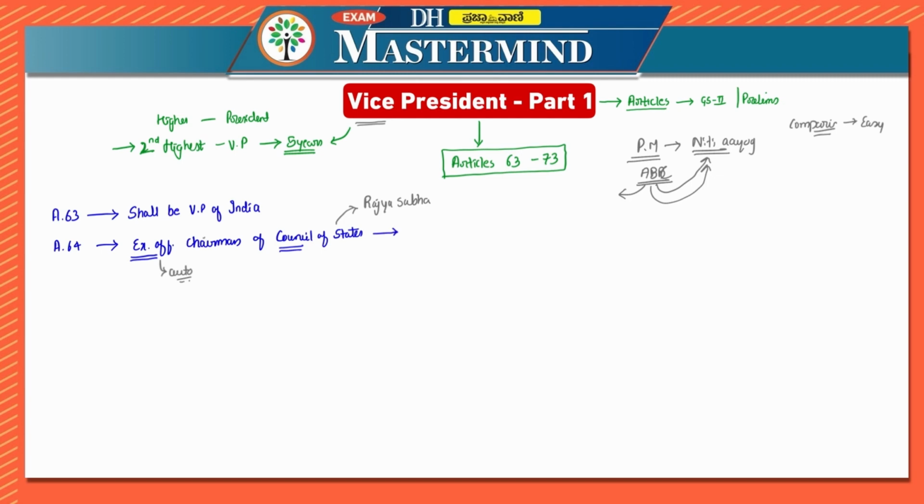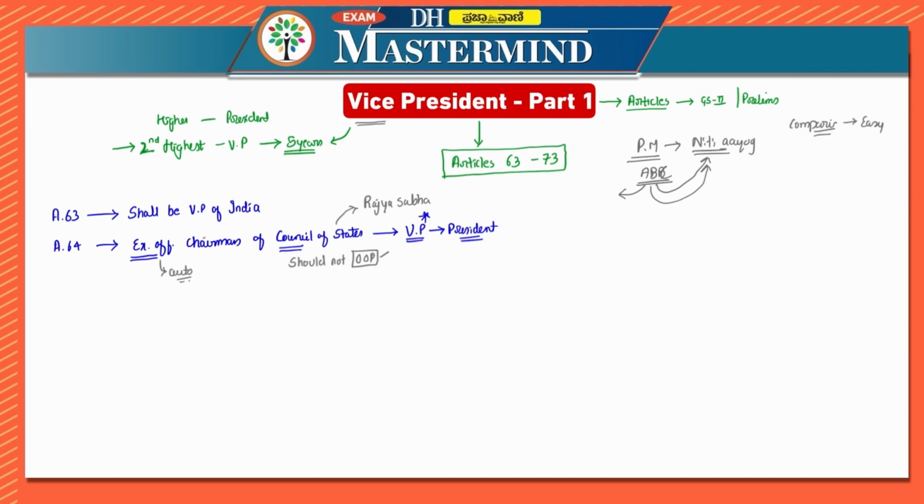Now they are saying that they will be ex officio chairman of Council of States. But if we remember, another role of Vice President is to act as President when the President is absent. That is one of the important functions of Vice President. So there are two things this article is saying. One, the Vice President is ex officio chairman of Council of States. Another, they should not hold any office of profit, OOP. They should not be holding any office of profit.